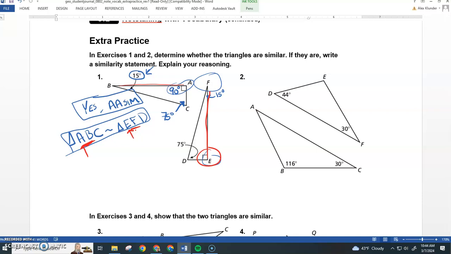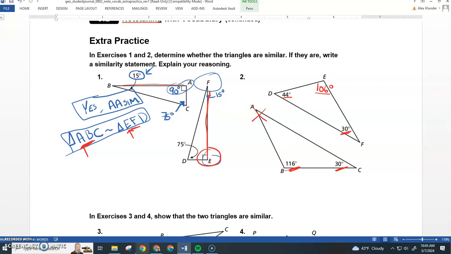We're going to look at number 2 and do a very, very similar thing. I have 44 and I have 30. So I take 180 minus, we're triangles, so they always add to 180. It gives me 106 degrees. I see an issue right away. This is 106 and this is 30. This is 116 and this is 30. That means that this one is not going to match up.